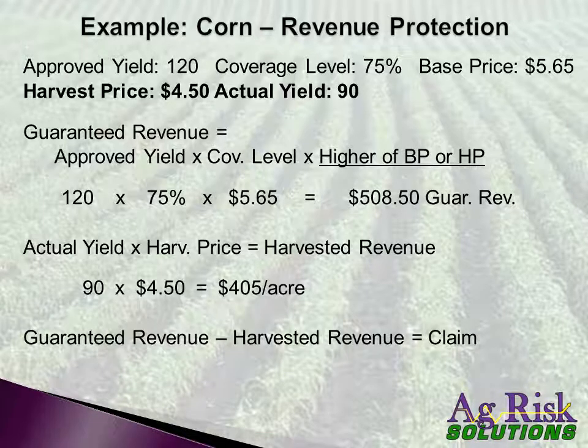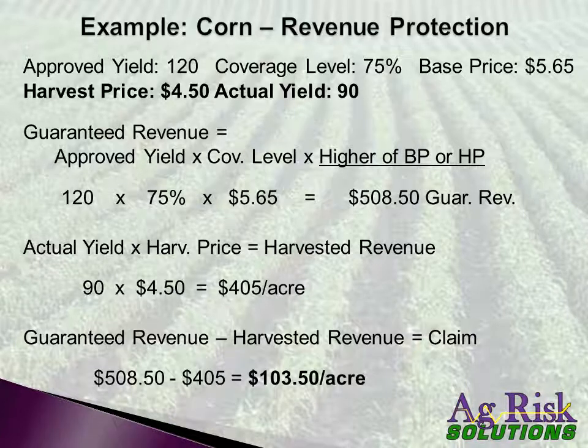So then to calculate the claim, we simply take the guaranteed revenue minus the harvested revenue, and that's our claim amount on that acre for that particular year. So in this example, a $508.50 guaranteed revenue minus a $405 harvested revenue, we're still left with a $103.50 per acre claim. And this is all due to the fact that our price declined from $5.65 to $4.50. Had that price stayed the same, we would not be looking at a claim in this situation. So this is exactly what people mean when they refer to a revenue claim with revenue protection insurance.